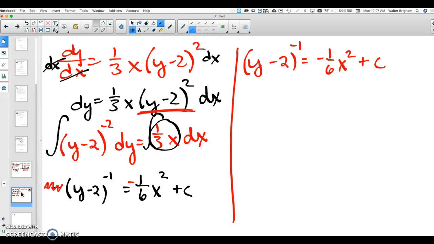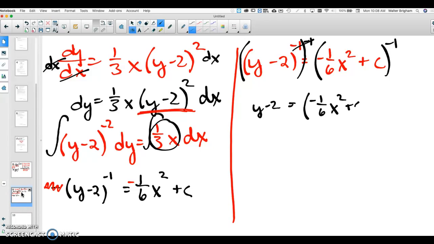Okay, I got to get that negative 1 power away. So I'm going to raise both sides to the negative 1. So y minus 2 equals negative 1/6 x squared plus c, all to the negative first. Now I'm going to get y by itself, so I'm going to add 2 to both sides. And there's my general solution. Now to find the specific solution, to find the c, I've got to substitute in f of 1 equals 0.